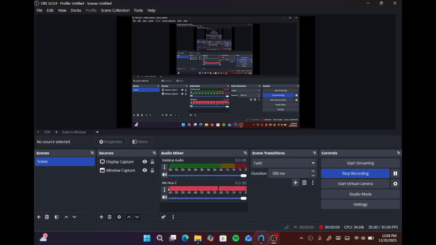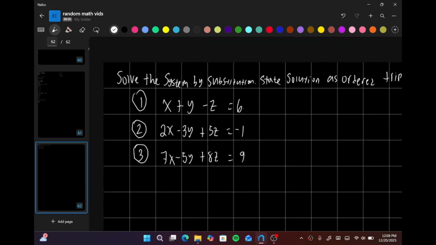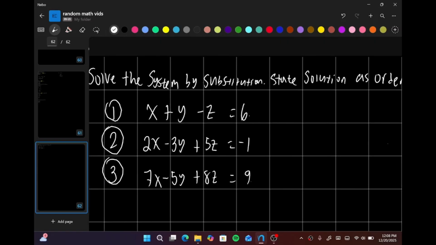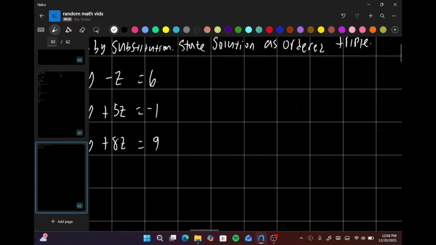In this video, we're going to solve this by substitution. I will admit that this problem is pretty difficult. It can be very tricky, especially because there are fractions involved. So it is going to be difficult. It says solve the system by substitution. State the solution as an ordered triple.